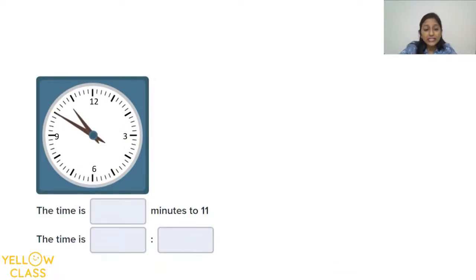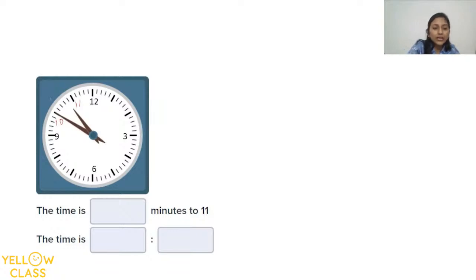All right. Let's go to the next one. Yes, this is a little bit tricky. It says dash minutes to 11. It means 11 o'clock will happen and there are still some minutes left. So how many minutes are left? Can you tell me? Yes? All right, some answers are coming in. That's great. Yes, how many minutes are left?